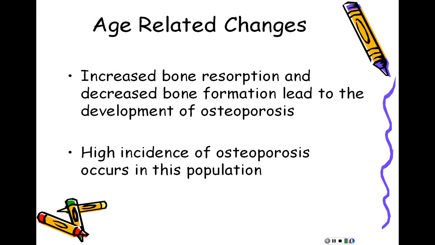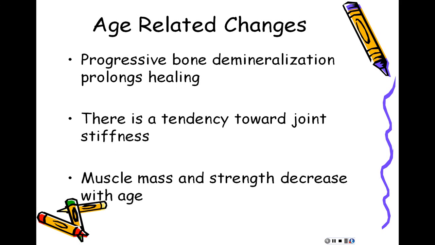Age-related changes: the person can have increased resorption and decreased bone formation, which lead to the development of osteoporosis. And we see an increased incidence of osteoporosis in the older population. Again, we're going to talk about that in more detail. We see progressive bone demineralization. That means that the bone is losing its minerals. This prolongs healing.